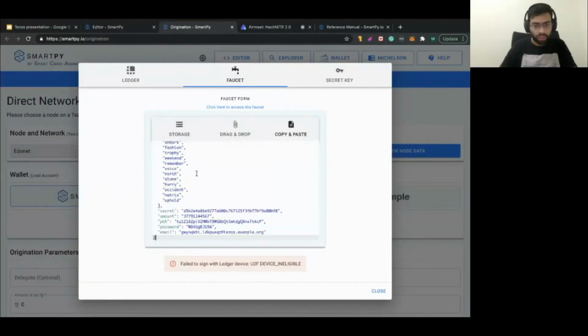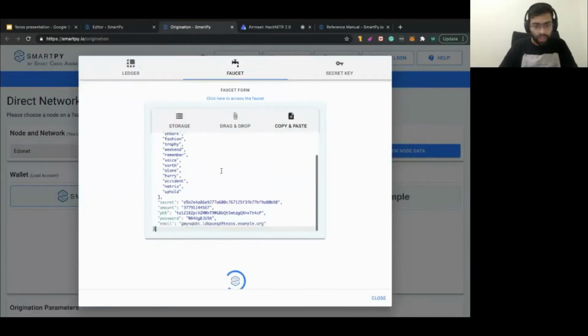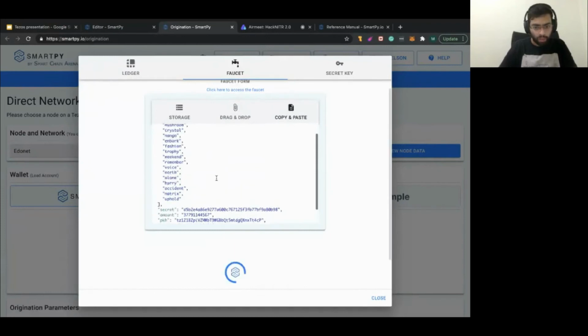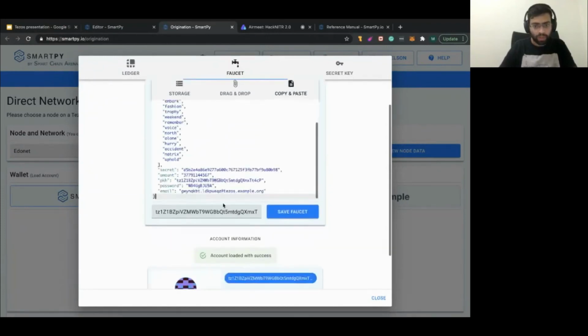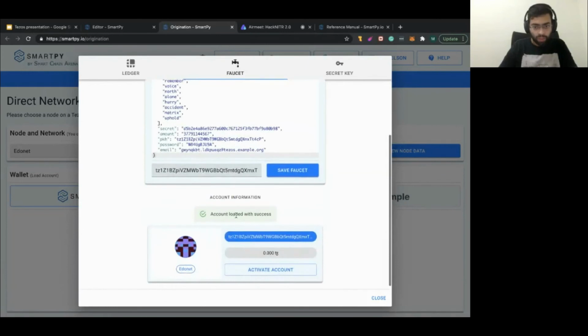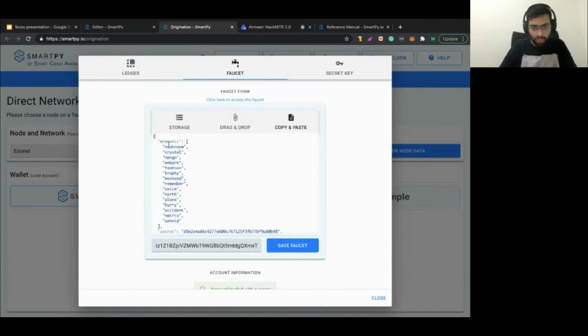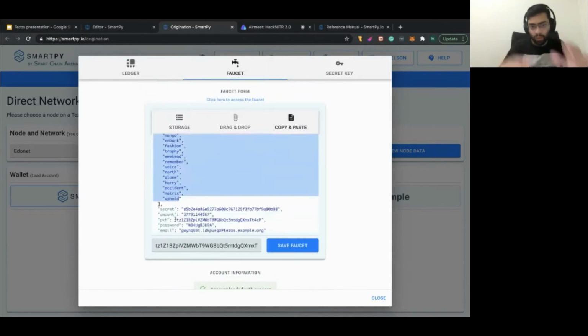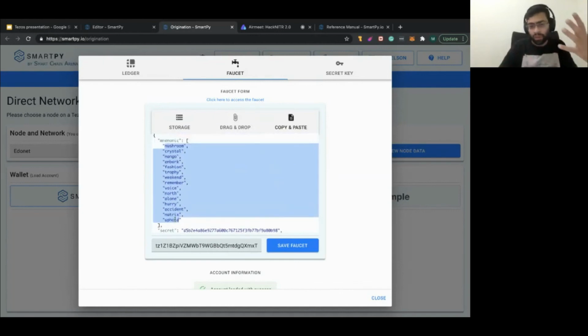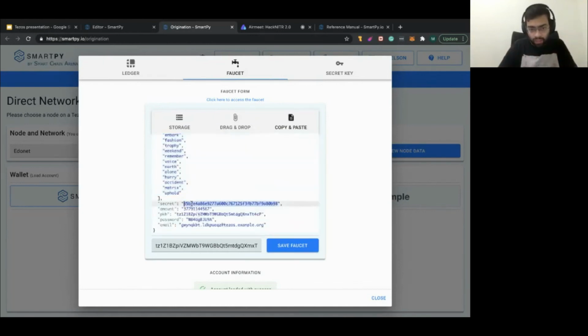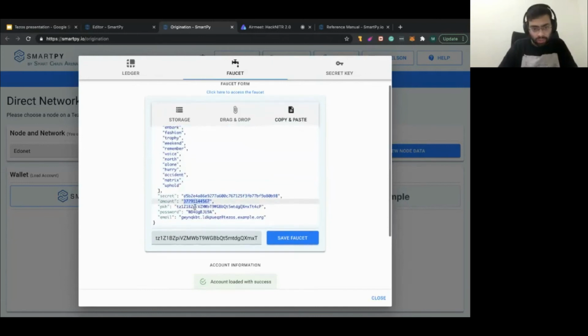So let's see if this works now. This is my key that I generated long ago, and hopefully it's gonna work. So yeah, there it is. Account loaded with success. It has a mnemonic, which is basically these words that let you memorize your contract easily. This is the secret of the account. This is the amount that exists in the contract, I guess. This is the public key. It always begins with TZ1. And there are some passwords and some other things.